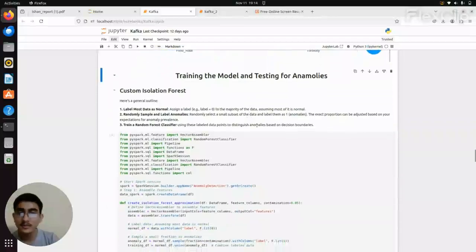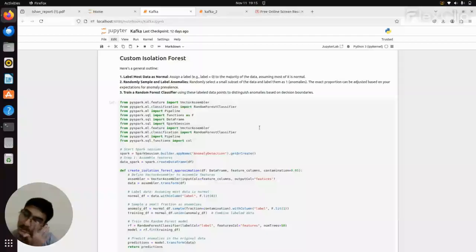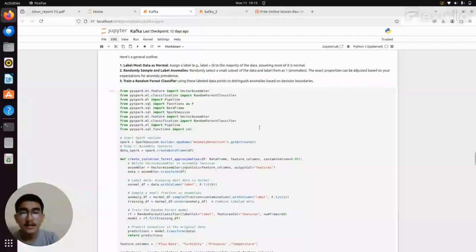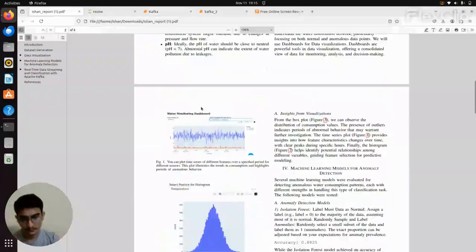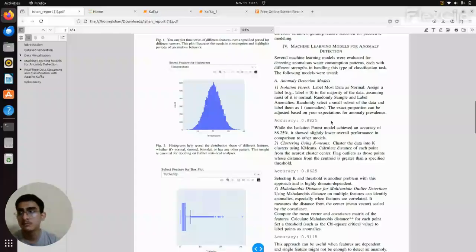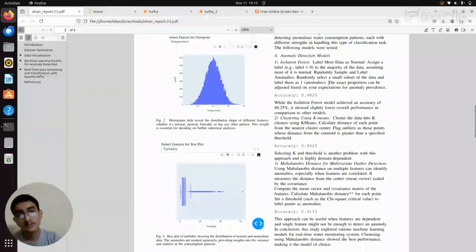So the next part involves training the data and testing for anomalies. I have used some basic ML models to detect anomalies. The first one is isolation forest. What isolation forest does is it simply introduces anomalies in the data by taking some points as anomalies and most of the points as normal data points. Then it trains a random forest and classifies data accordingly. While using isolation forest, I was getting an accuracy of 0.88, or 88% accuracy.